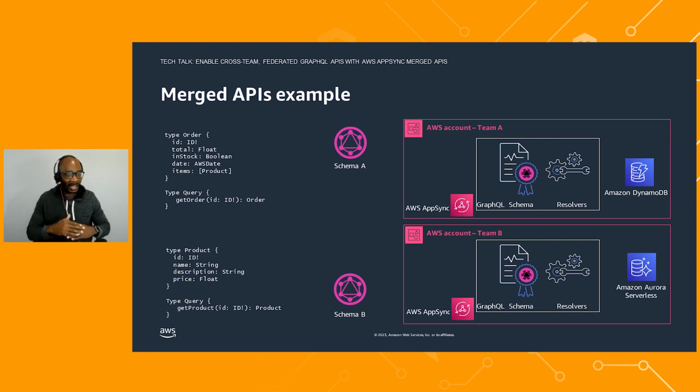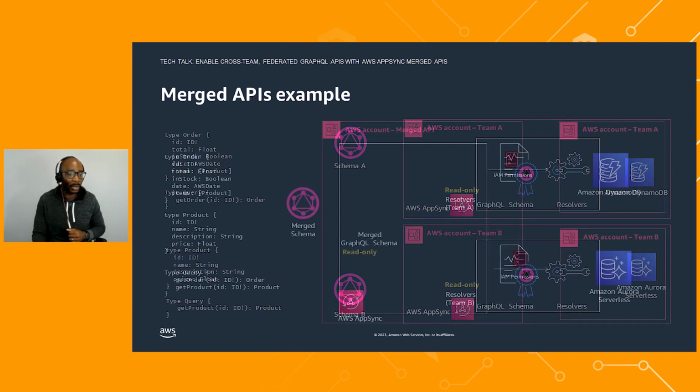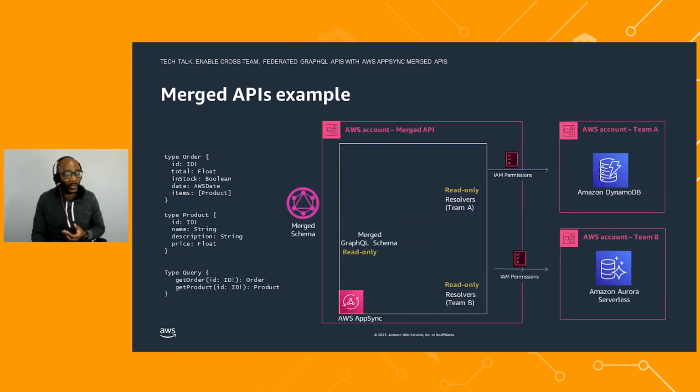Now, because there is this separation of concern and separation of ownership, each team can move at its own velocity and manage the pieces of the system that they are responsible for. Then, when they need to come together, they can use merged API to create this single GraphQL endpoint. A merged API is created by specifying the Amazon resource name, what you may know as ARN for short. So they specify the ARN of a list of source AppSync APIs.